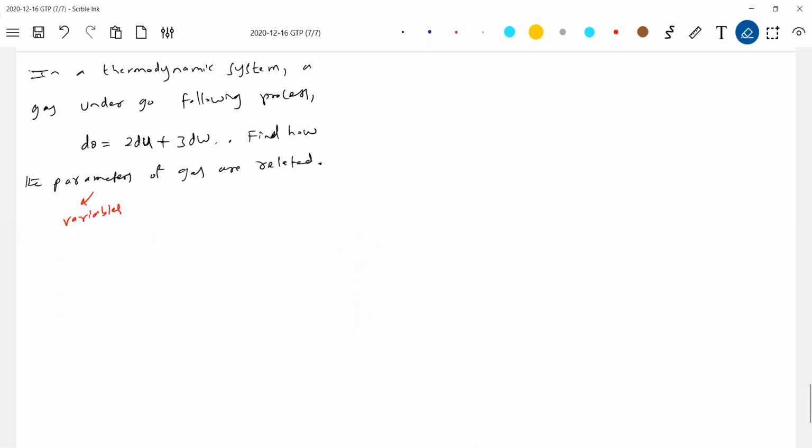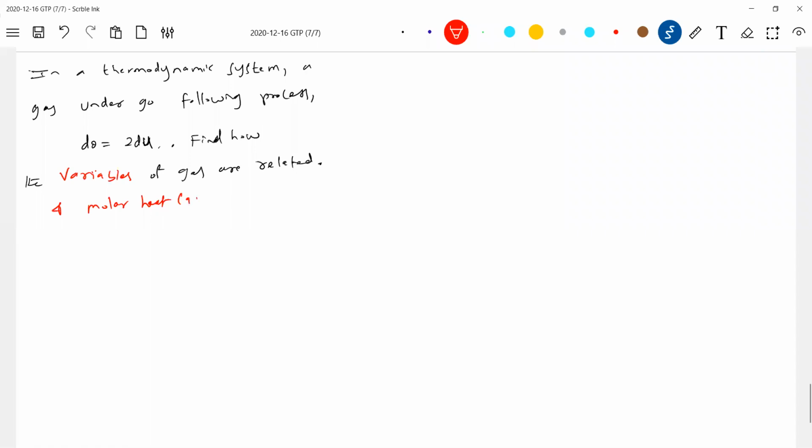dQ equal to 2 dU. Okay, he's asking the equation of variables, and molar heat capacity also he is asking. dQ equals 2 dU, find how the parameters of the gas are related. Variables of the gas, I'll write it. Gas related, and molar heat capacity.